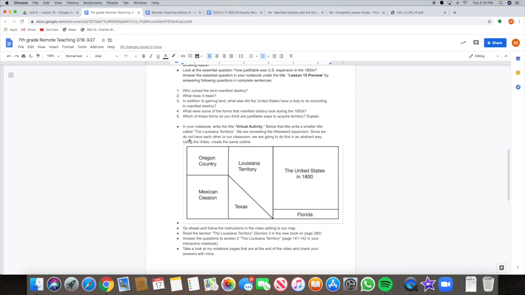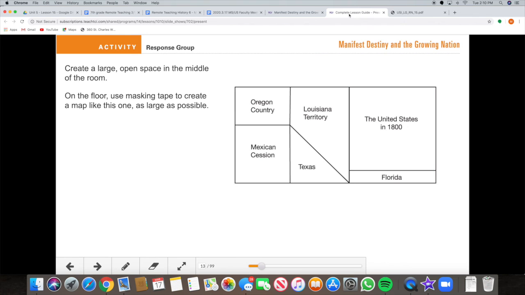Okay, so in your notebook, go ahead and write the title Virtual Activity, and then give it a smaller title just below, the Louisiana Territory. So we have a bigger title and a smaller title because we're going to be talking about different territories. Okay, so this is in your notebook. Okay, so the Louisiana Territory is our title, and then go ahead and try to draw this. Again, maybe you have to pause this video.